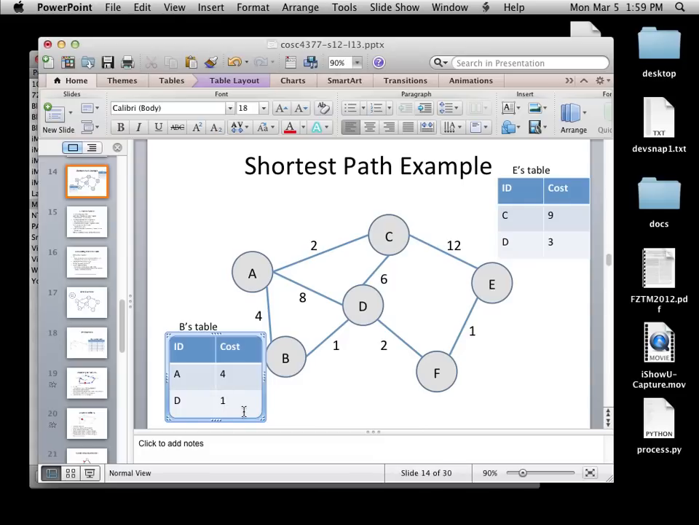Right? So let's say this was next hop instead of cost. What would this be? We're not going to have 9 because the nodes are A, B, C, D, E, and F. So what should be the next hop? How about down here?